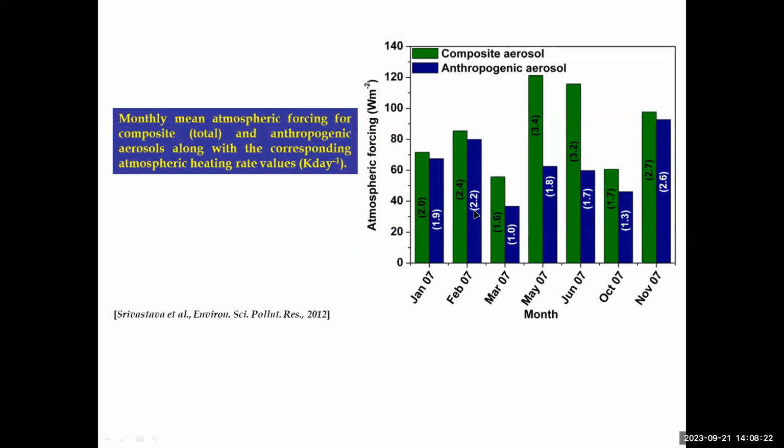So you can see the difference. This green color bar is for the composite aerosol forcing, atmospheric forcing, and this blue color bar is shown for anthropogenic aerosol forcing. You can see a large difference was observed during the summer period, which could be due to the inclusion of transported mineral dust, which is mainly from natural sources. However, there are no natural sources during the winter as well as the October, November post-monsoon period. That's why this difference is very low.